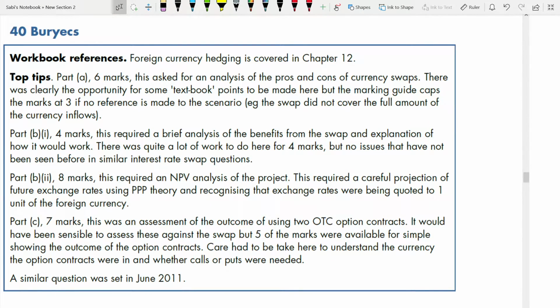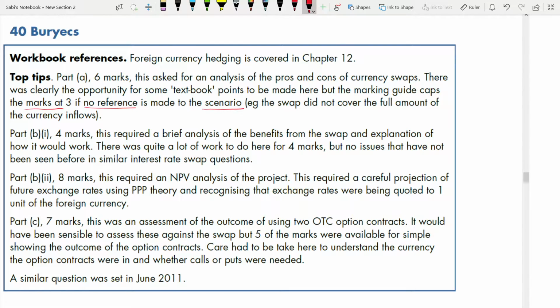This asks for an analysis of the pros and cons of currency swaps. There was clearly the opportunity for some textbook points to be made here, but the marking guide caps the marks at 3 if no reference is made to the scenario. So out of 6, you will only get 3 marks if you don't make any reference to the scenario. You have to refer to the scenario to get the full 6 marks.